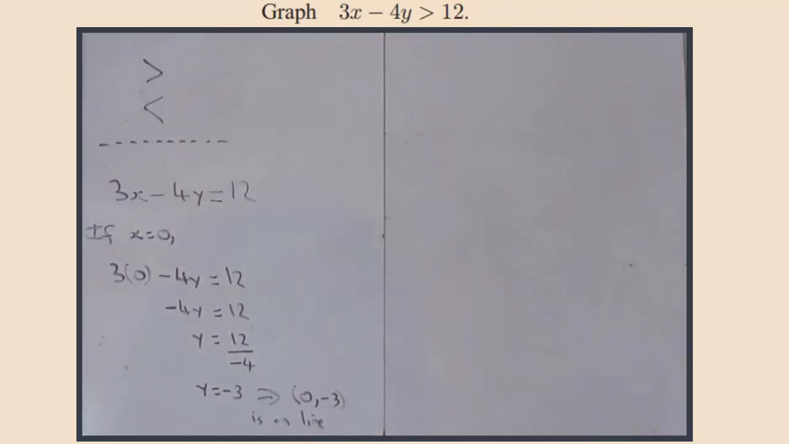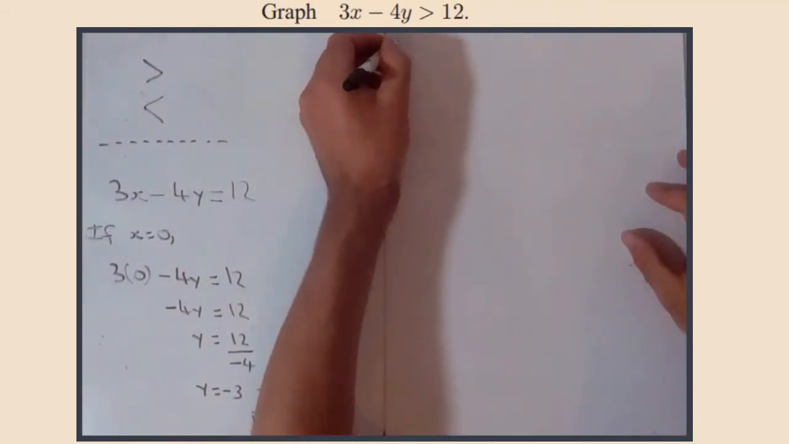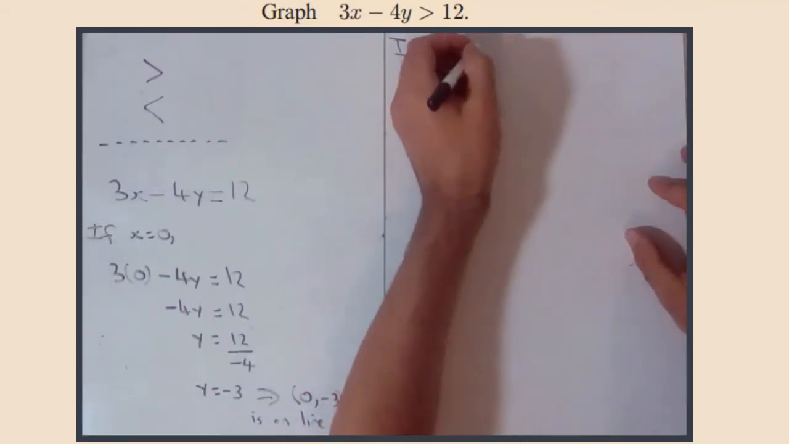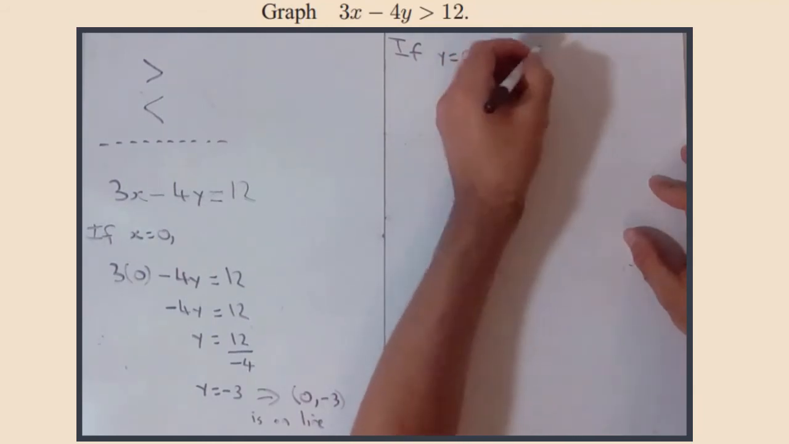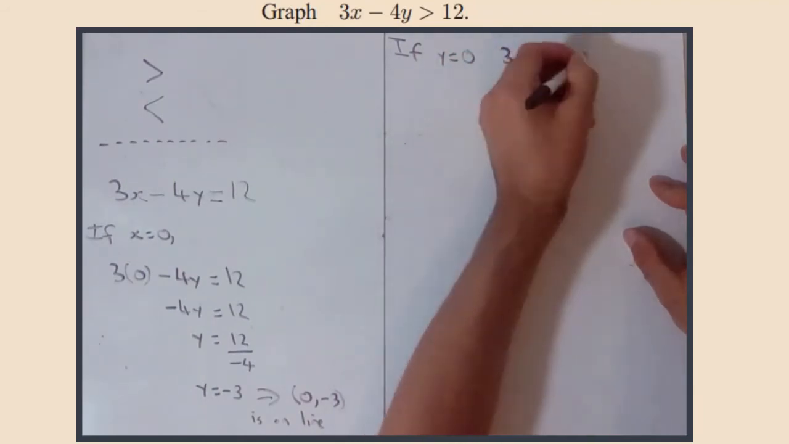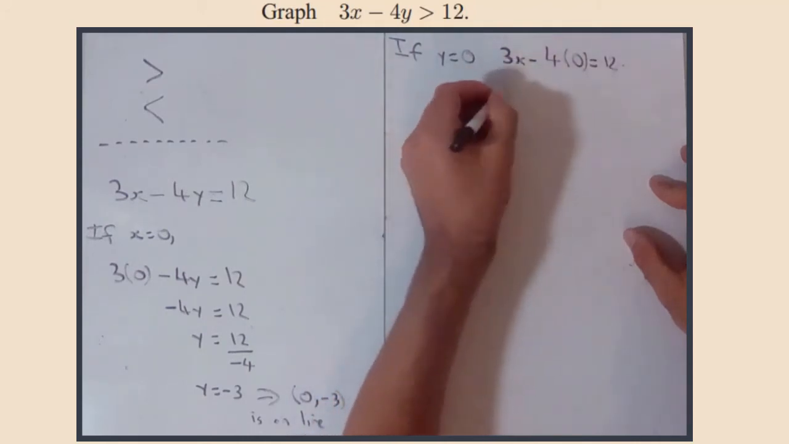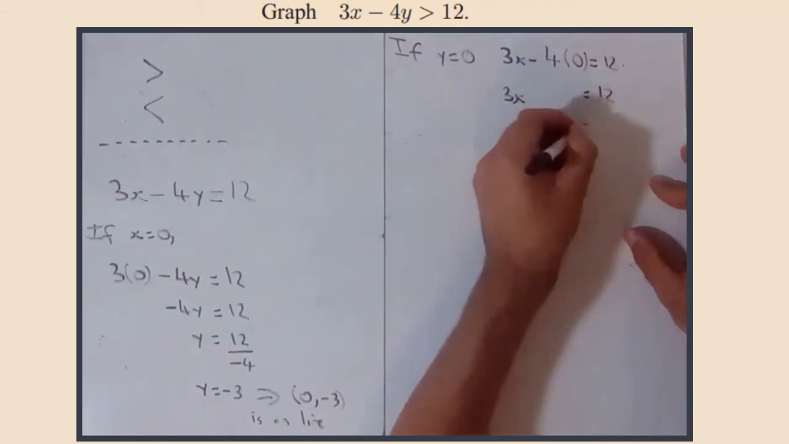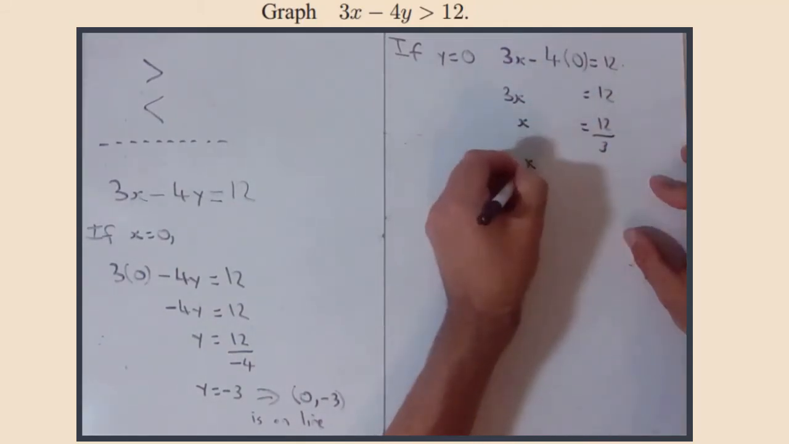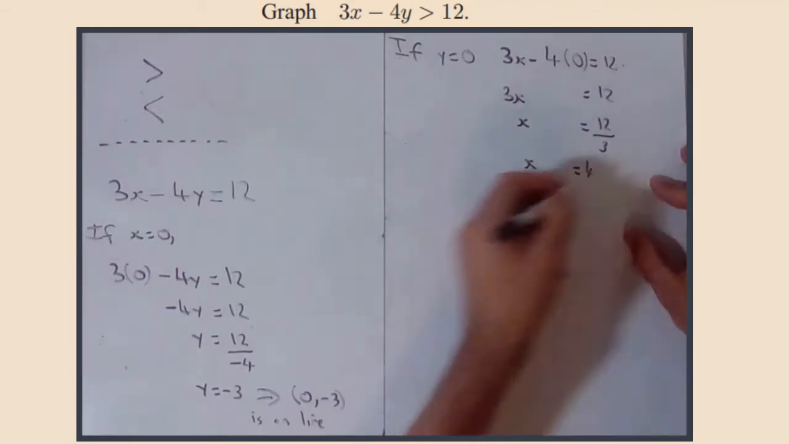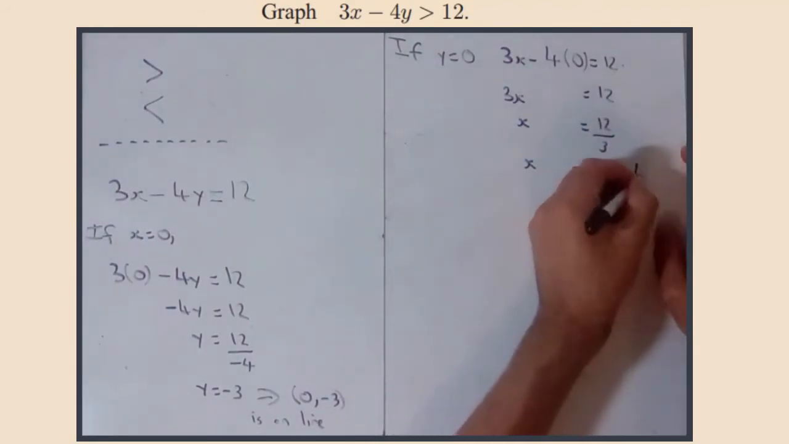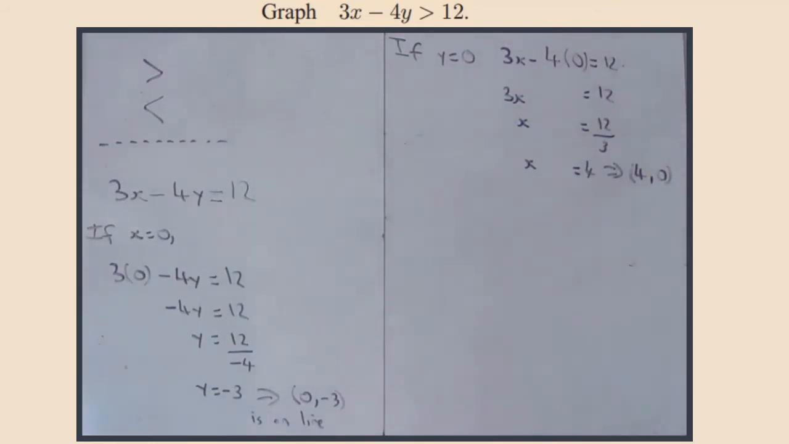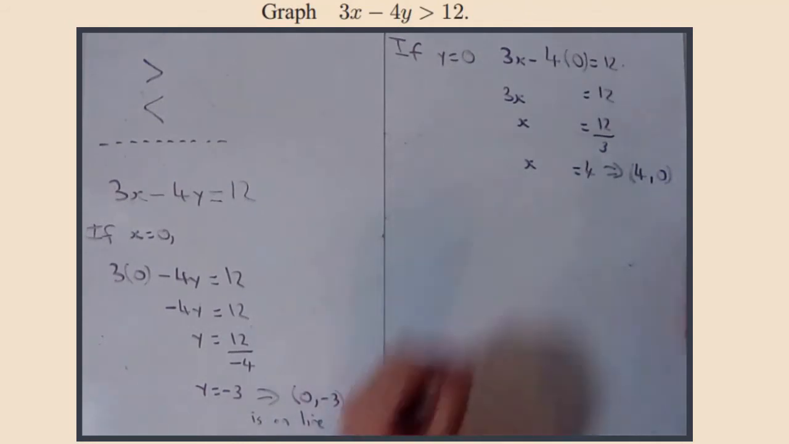If we do the same now, we make y 0. So if y equals 0, 3x minus 4 times 0, so 3x minus 4y, y is 0, equals 12. So that means 3x minus 0 equals 12. So 3x equals 12. X must equal 12 over 3. X equals 4. And that tells us (4, 0) is on the line, because when y is 0, x is 4. So then we know that we need (0, minus 3) and (4, 0).